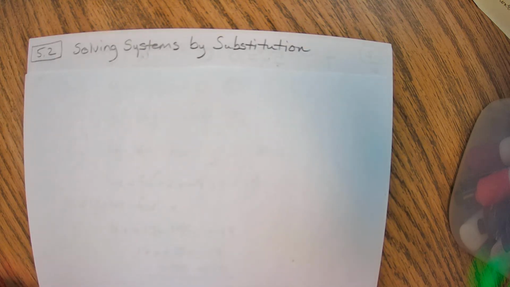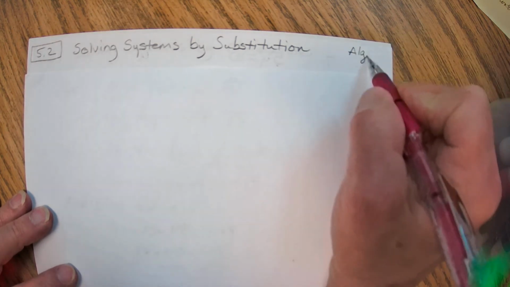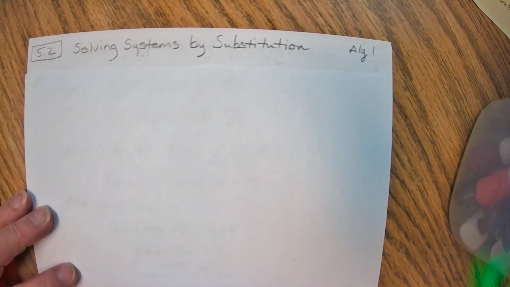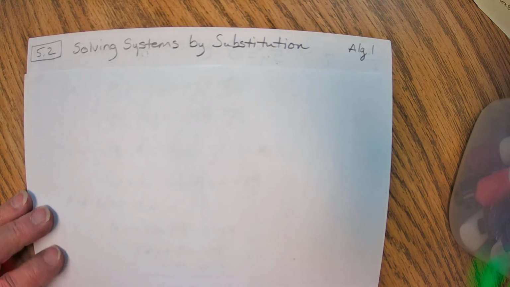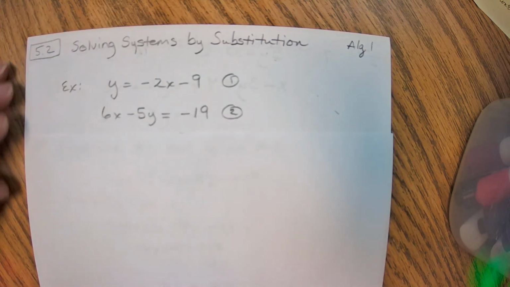Okay, we're at Algebra 1, Section 5.2, and we're going to talk about a different method of solving systems of equations other than graphing, and this one method is substitution. So let's just jump into an example.